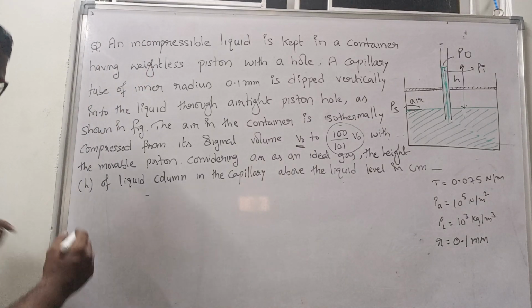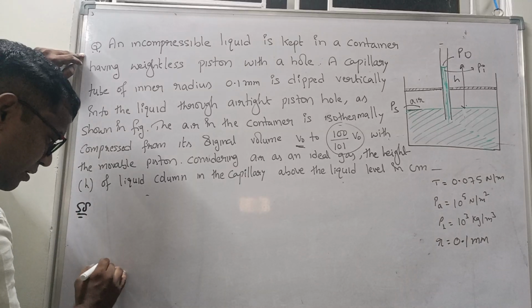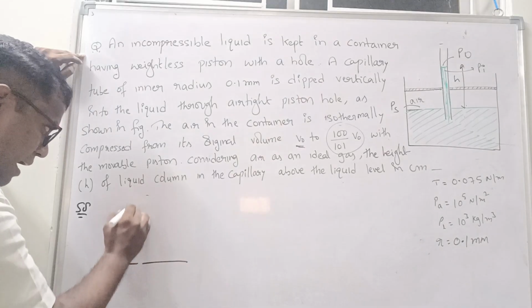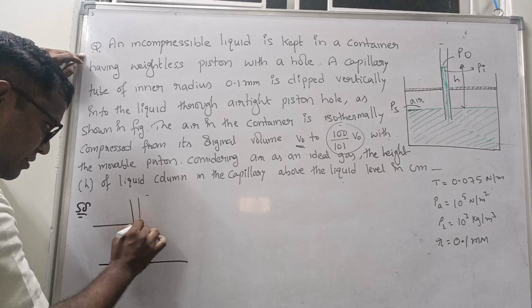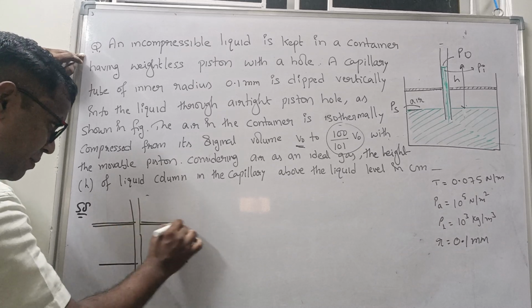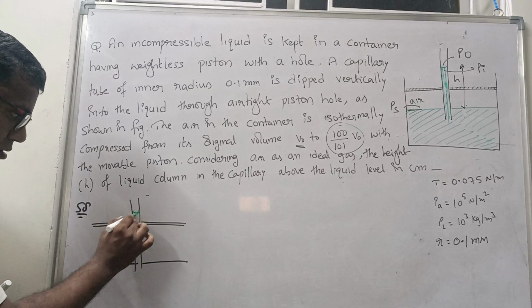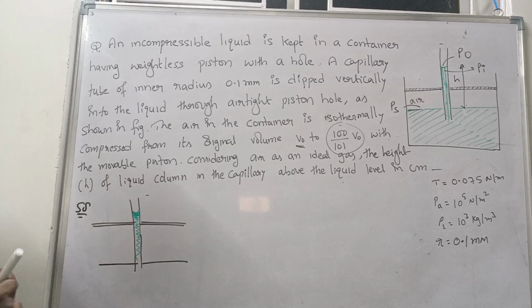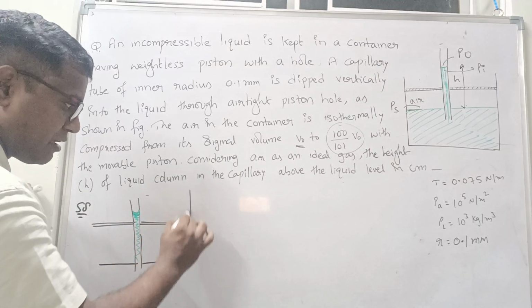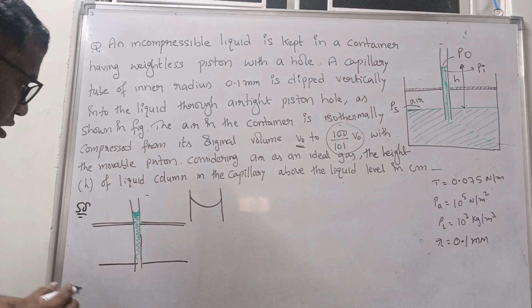We'll try to understand. See here, in this situation, this is the level, and the tube is this one, and this one will be the piston. And the liquid will be like this. The meniscus will be formed like this, right? So I will try to draw here. If you see the outer part, the liquid will be this one.